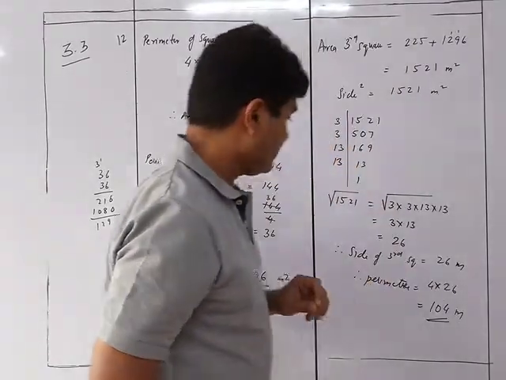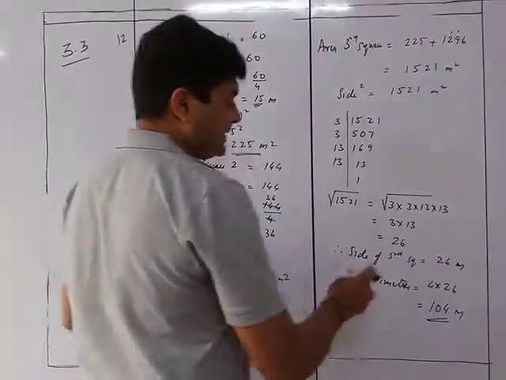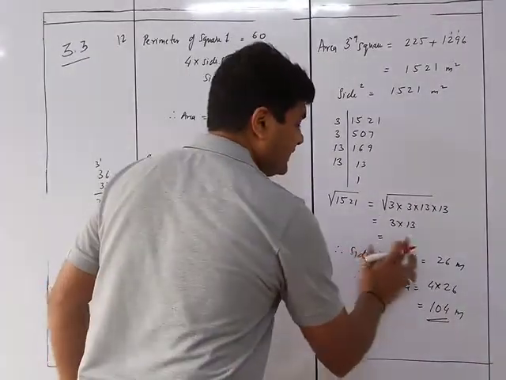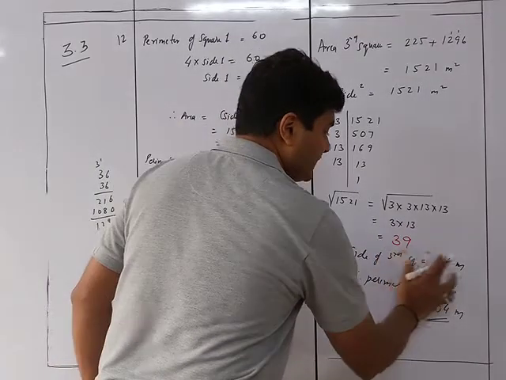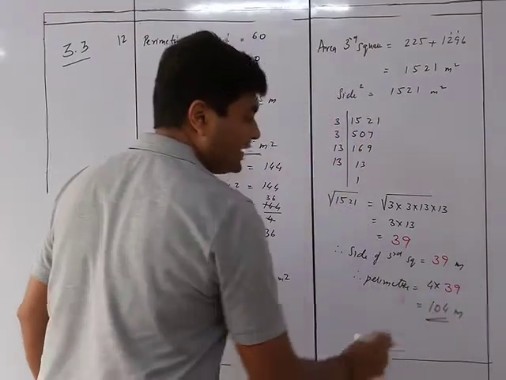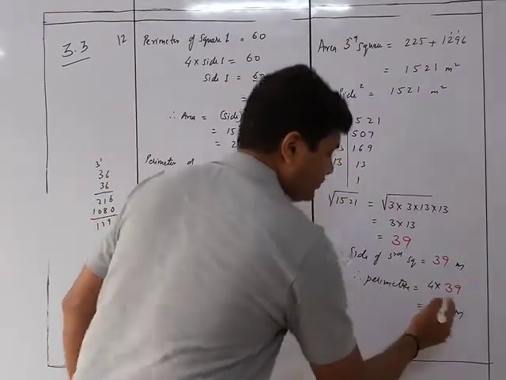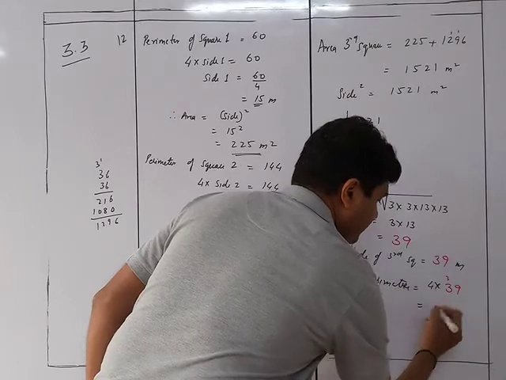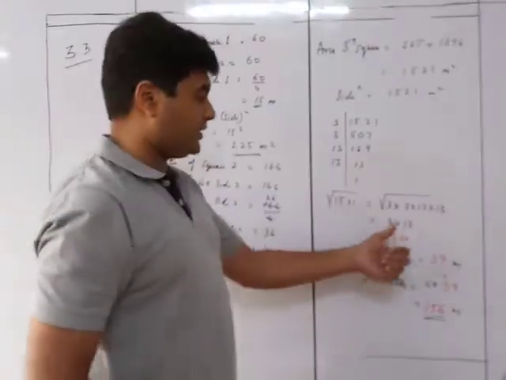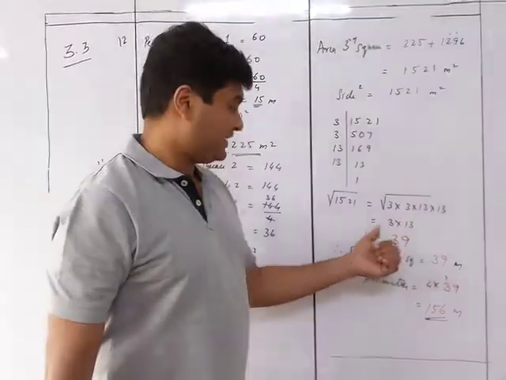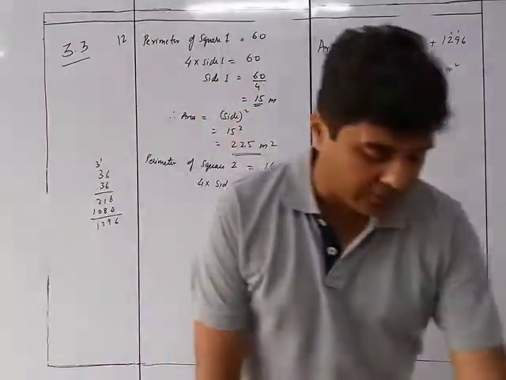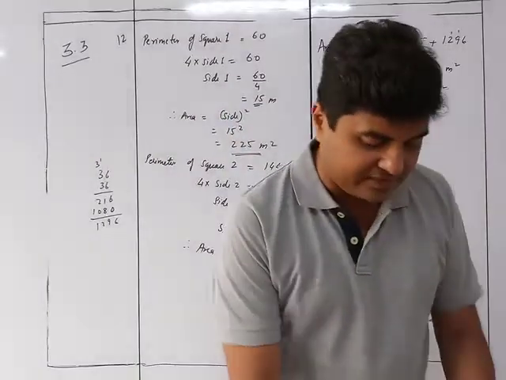Just a minute. Sorry, I made a mistake. It is 3 into 13. Sorry. This is 3 into 13, so it is 39. So the side is 39, and then the perimeter is 39 into 4. So 4 nines are 36 and 4 threes are 12, that makes 156. So the answer is 156 and not 104. I made a mistake here. I took it as 2 into 13, but that is 3 into 13. So it's 39, 4 into 39, is 156. So the answer over here, as per the back side, is also 156 meters.